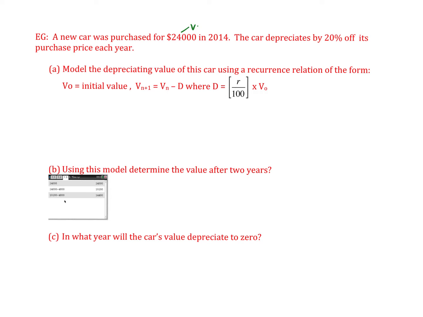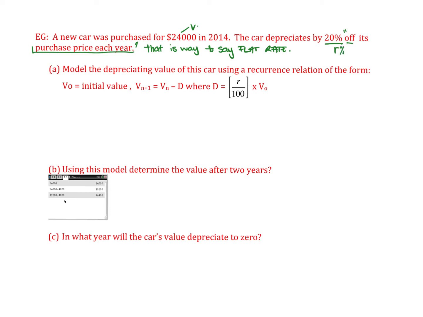All right, so V0 is 24,000. The car depreciates at 20% off its purchase price. When you see this wording, off its purchase price, that is a way to say flat rate. So you might need to make note of that. They didn't exactly say flat rate, but because they're saying the same amount every time, it is flat rate. When they told you the 20%, they've given you the R value there.